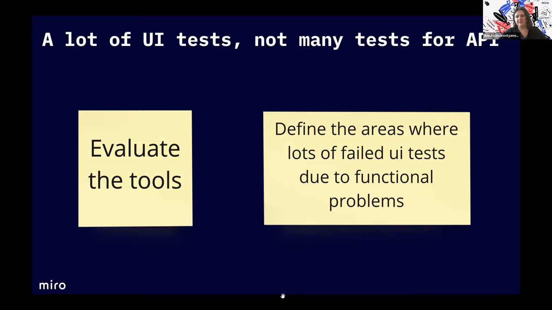And second, you need to define the areas where there are a lot of failed UI tests. Maybe they fail because of functional problems, so you can move these test cases from UI level to API level. It will be faster, and it will block the run immediately, so you don't need to wait for the UI run.